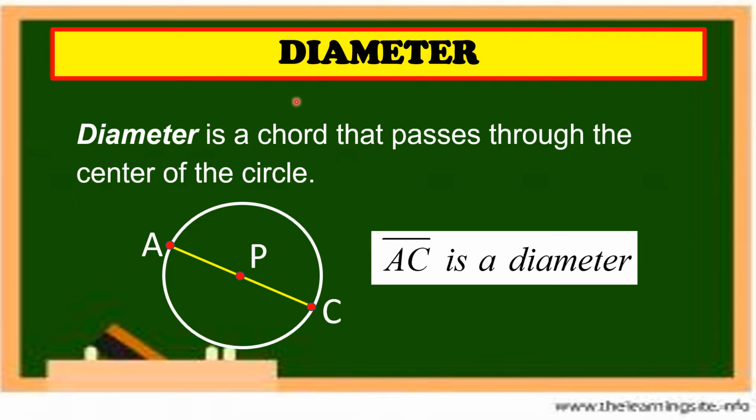We have diameter. Diameter is a chord that passes through the center of the circle. So, we have segment AC. What are the endpoints of segment AC? We have point A and point C. So the given segment passes through the center of the circle. If the chord passes through the center, that particular segment can be considered as a diameter. Therefore, segment AC is a diameter.